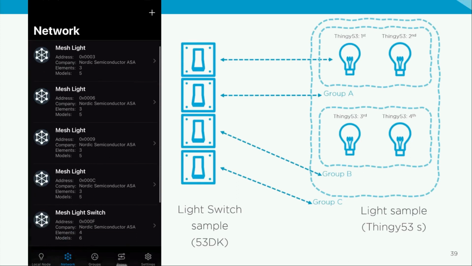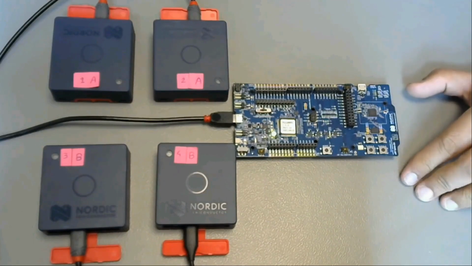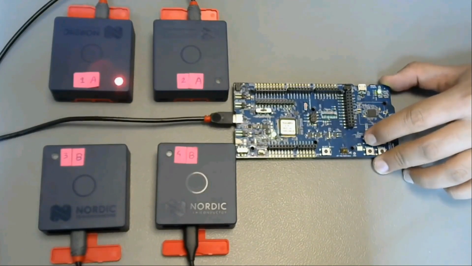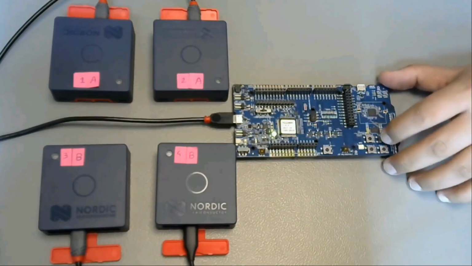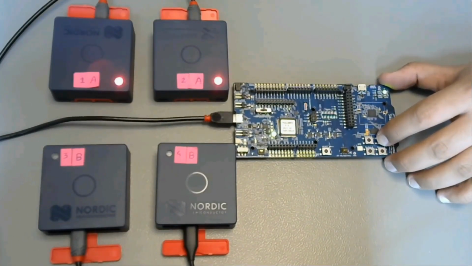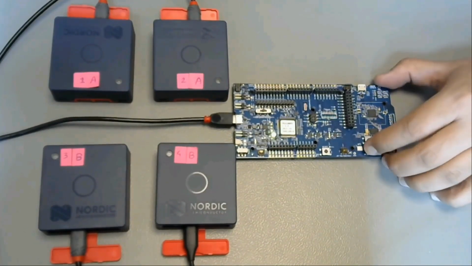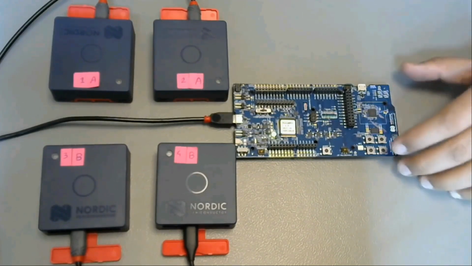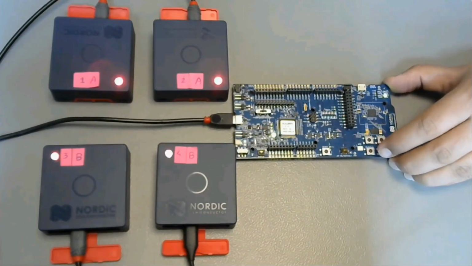All right, so now we have the complete mesh network set up. We have 4 lights and a switch. We have configured the first button to talk to the first light. So this works as expected. And we have configured the second button to publish to group A. This also works as expected. We have configured the third button to talk to group B. That works as expected. And we have configured the fourth button to talk to group C, which is basically all the thingies. And that's the mesh networking demo.